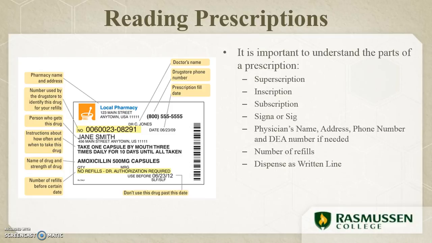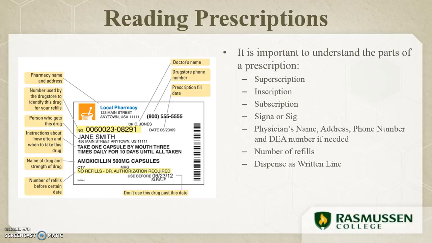Then again, you have the physician's name, address, phone number, and DEA number. So this information needs to appear on all scripts. The DEA number is the Drug Enforcement Agency number that's assigned to physicians that states that they are able to prescribe, dispense, or administer controlled substances. If the medication that you're writing is not a controlled substance, it's not needed on the prescription. So in this example here, we have amoxicillin. That is not a controlled substance, so it does not need a DEA number.